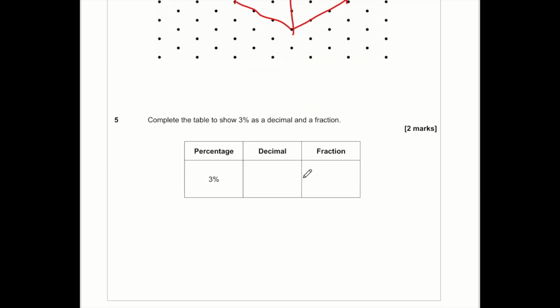Okay, 3% as a decimal. To go from a percentage to a decimal you divide by 100, and 3 divided by 100 is 0.03. As a fraction, percent means out of 100, so 3% means 3 out of 100, which is a fraction. Can that fraction be simplified?